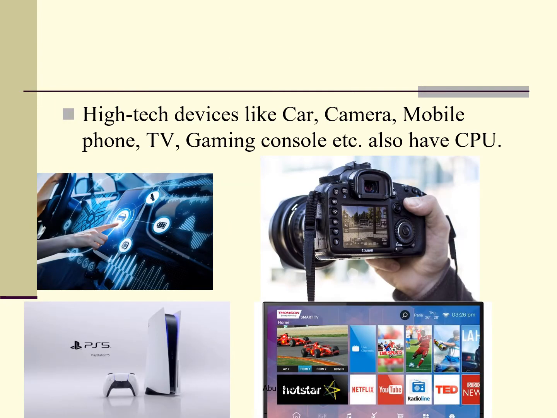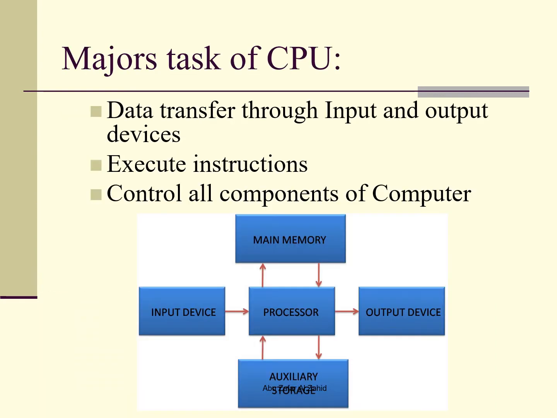High-tech devices like car, camera, mobile phone, TV, gaming console, etc. have their own CPU. Major tasks of the CPU: basically it transfers data through input and output devices, it executes information and instructions, and controls all components of the computer like input devices, main memory, other devices and auxiliary memory. These types of devices or parts are controlled from the CPU.